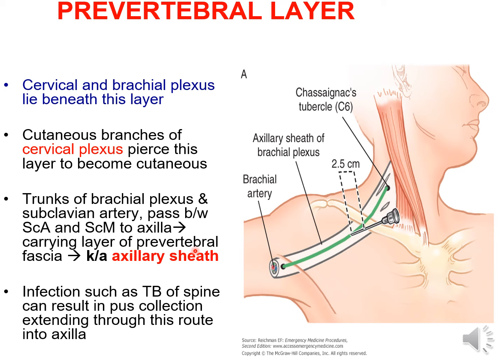Why is it important? Infections such as tuberculosis of the spine can result in pus collection in the neck, and this might extend through this route into the axilla.